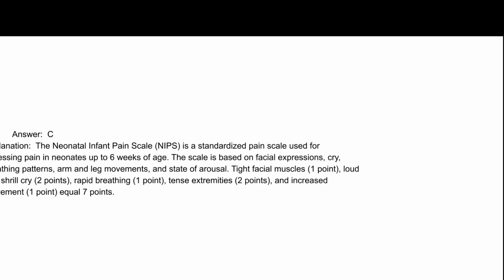The Neonatal Infant Pain Scale, NIPS, is a standardized pain scale used for assessing pain in neonates up to 6 weeks of age. The scale is based on facial expressions, cry, breathing patterns, arm and leg movements, and state of arousal. Tight facial muscles is 1 point, loud and shrill cry is 2 points, rapid breathing is 1 point, tense extremities is 2 points, and increased movement is 1 point, which equals 7 points.